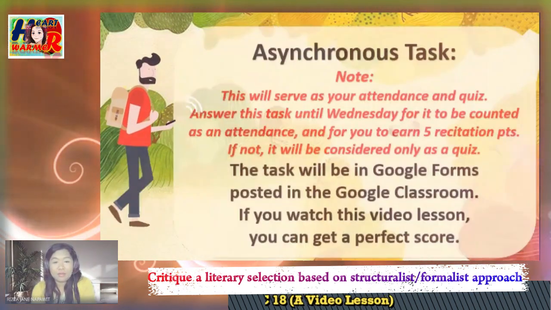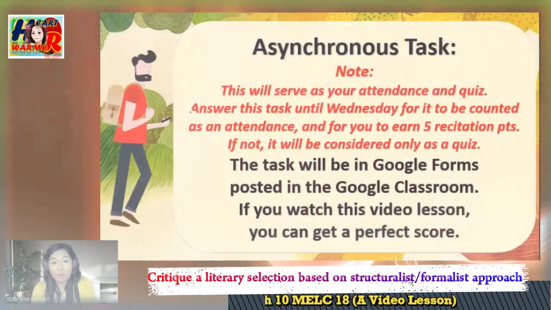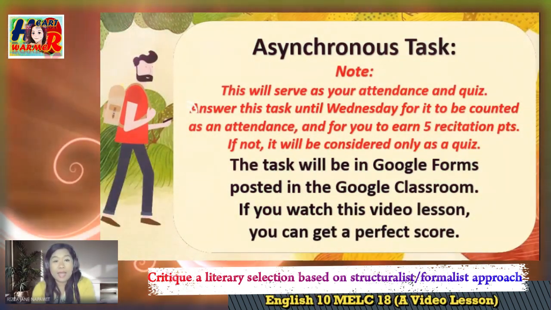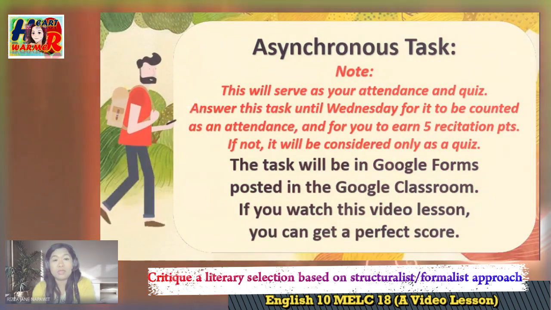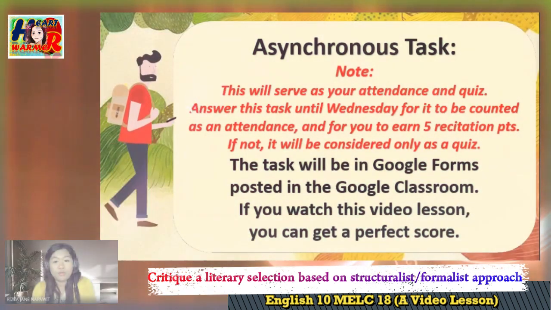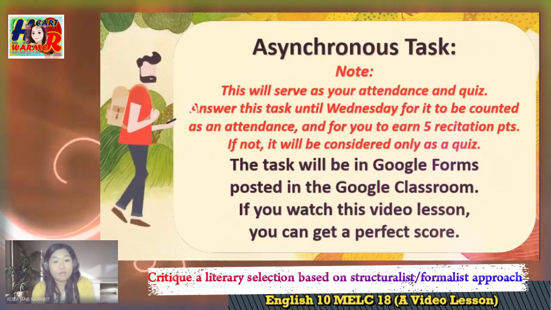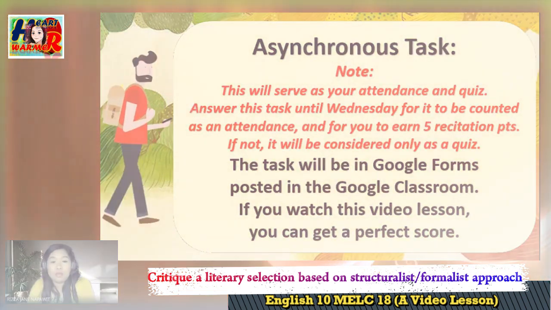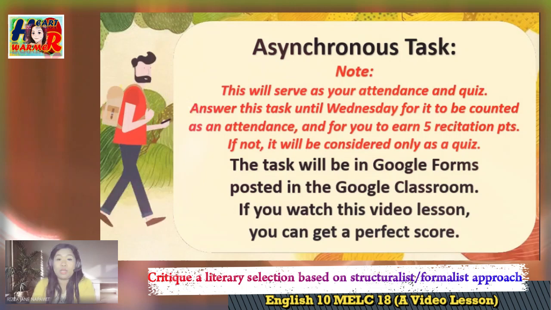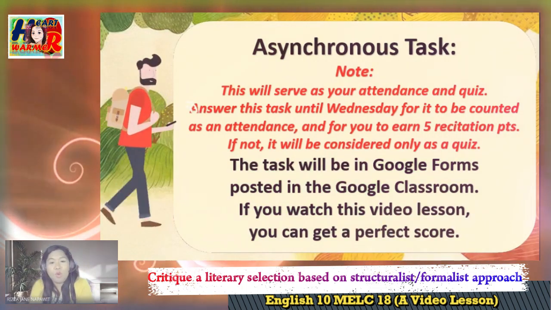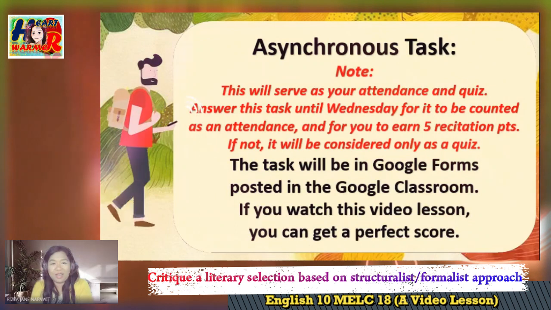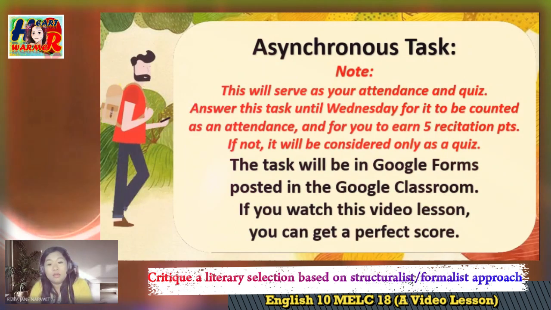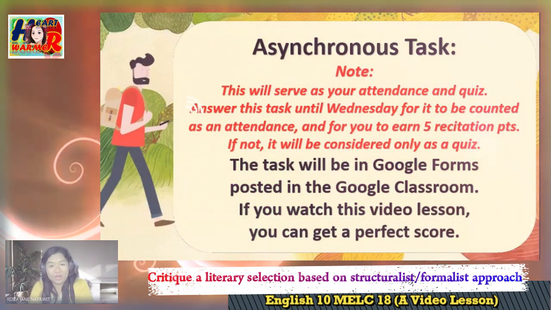So with that, this will be your asynchronous task. Note that this will serve as your attendance and quiz. You're going to answer this task until Wednesday for it to be counted as an attendance and for you to earn 5 recitation points. If not, it will be considered only as a quiz. The task will be given in Google Forms and that will be posted in the Google Classroom. If you watch this visual lesson, you can get a perfect score. So hopefully you will reach this portion of this video.